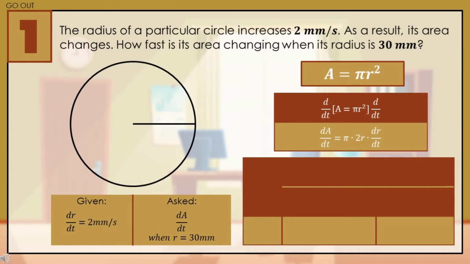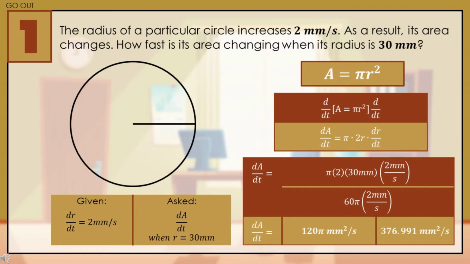Keep in mind that we are looking for the rate of the area changing with respect to time, which is dA over dt. Now, we can substitute the values given. Pi stays as well as 2. We change r to 30 millimeters, dr over dt to 2 millimeters per second. Simplify the equation, and in the end you should get 120 pi square millimeters per second or 376.991 square millimeters per second.